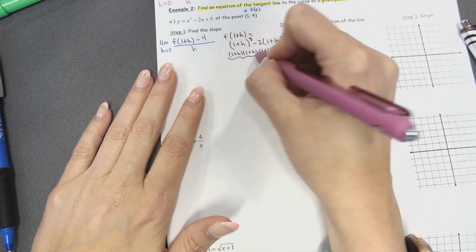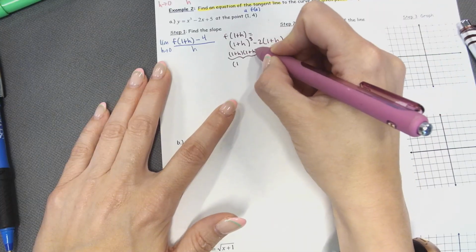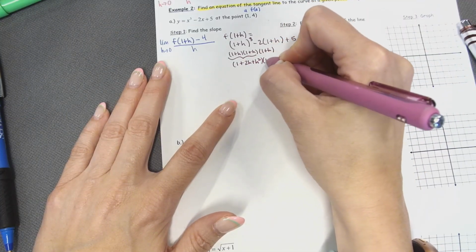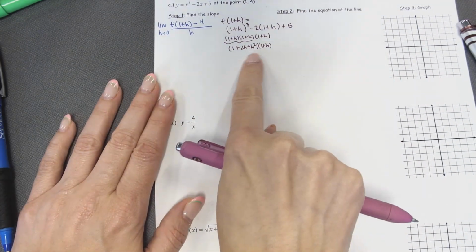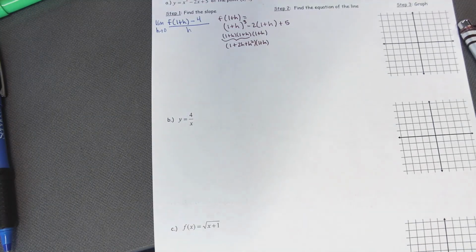So we're going to FOIL the first two. 1 times 1, 1. 1h and 1h, 2h. H times h, h squared. And then I'll give you a moment to distribute those. I don't want to go too fast for you.